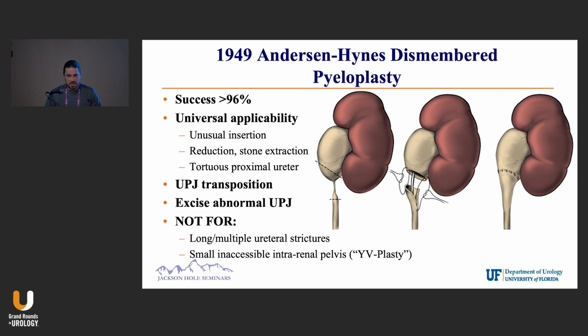The two times that you wouldn't do this would be for long, multiple ureteral strictures where you need a lot more of a reconstruction, and then a very small intrarenal pelvis like that first retrograde that I showed you. That would probably be a YV-plasty, and I'd only maybe ask that question on boards or something crazy, but otherwise I think it would be really unusual that you would ever need to do something like that.